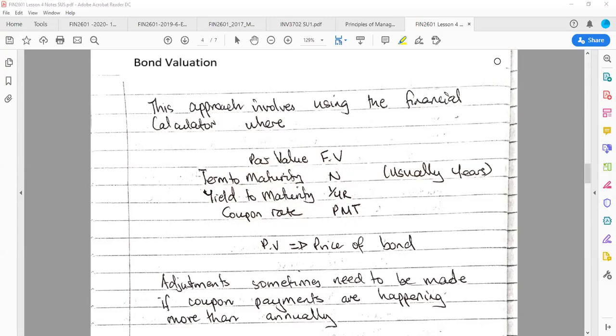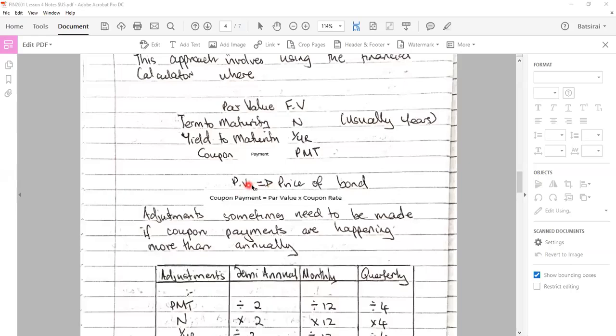PMT represents the coupon payment, not the coupon. Okay, so it's actually the coupon payment, right? I've just corrected that. So PV is the price of the bond, and then we can get this coupon payment I've been referring to by simply taking our par value multiplied by the coupon rate.